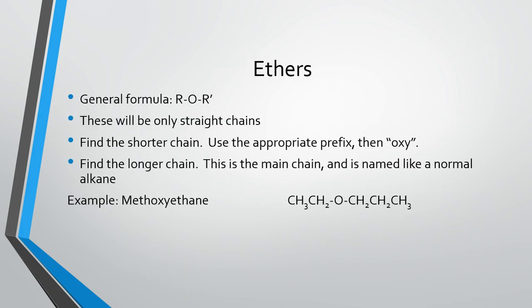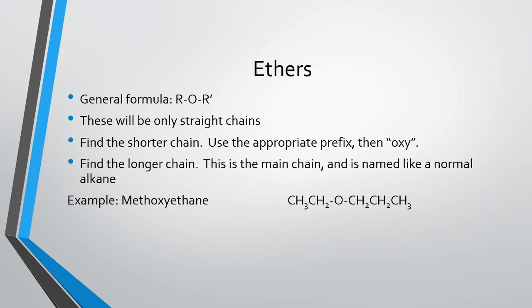Okay, for ethers, the general formula is ROR. Not actually, it's ROR prime. What that means is that we have a carbon chain, a bridging oxygen, and then another carbon chain. They could be the same or they could be different. You're only going to have to name straight chain ethers in this class. So it's really easy. You're going to find the shorter chain. You're going to use the right prefix for the number of carbons in that chain. Then you're going to write oxy. Then you're going to find the longer chain. This is the main chain. You're going to name it like a normal alkane.